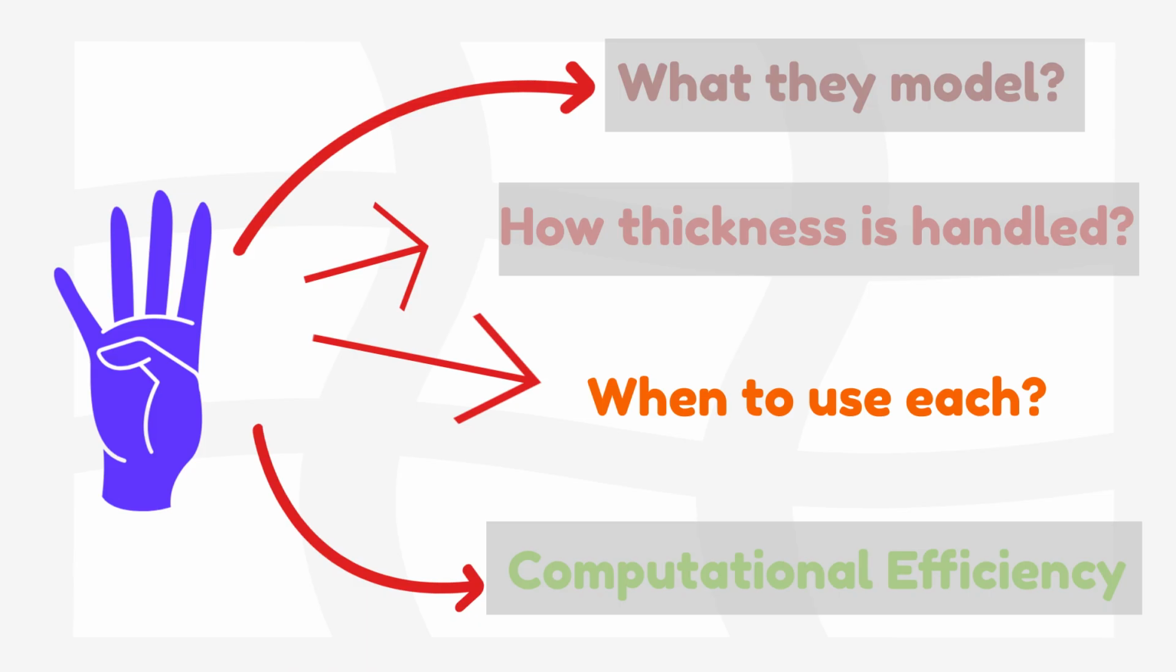Alright, so far we have seen how solids and shells compare in accuracy and efficiency. Now the big question, when should you actually use each one? Choosing the right element type can make your model simpler, faster, and more reliable. Let's go through a few common situations to help you decide.